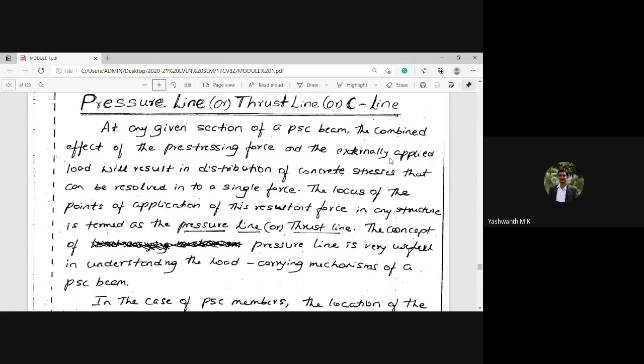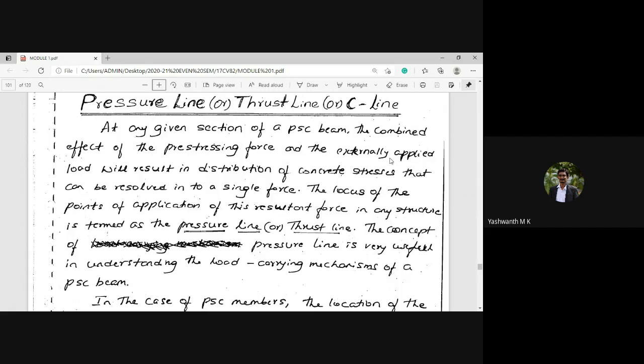Welcome back to the next session of the Design of Pre-Stressed Concrete Elements course. From the last session, we were discussing the load balancing concept. Till now, you have come across analyzing the PSC section using the stress concept and using the load balancing concept. So we have discussed how to analyze PSC beams using the stress concept and the load balancing concept.